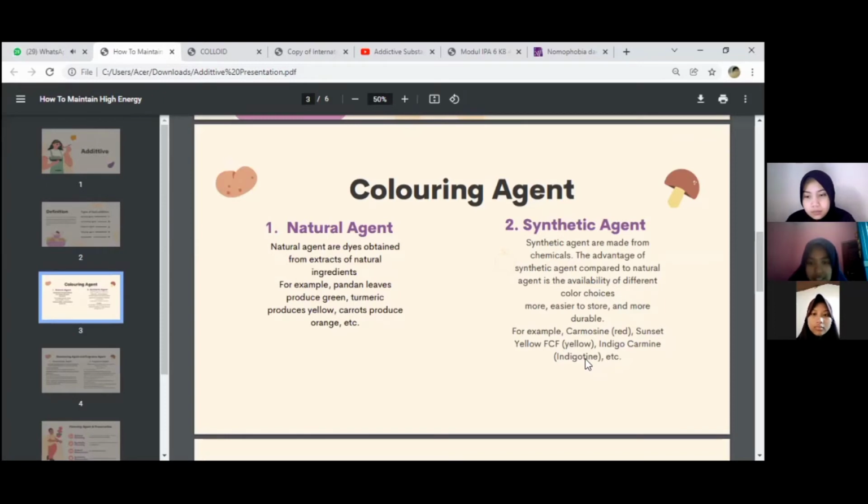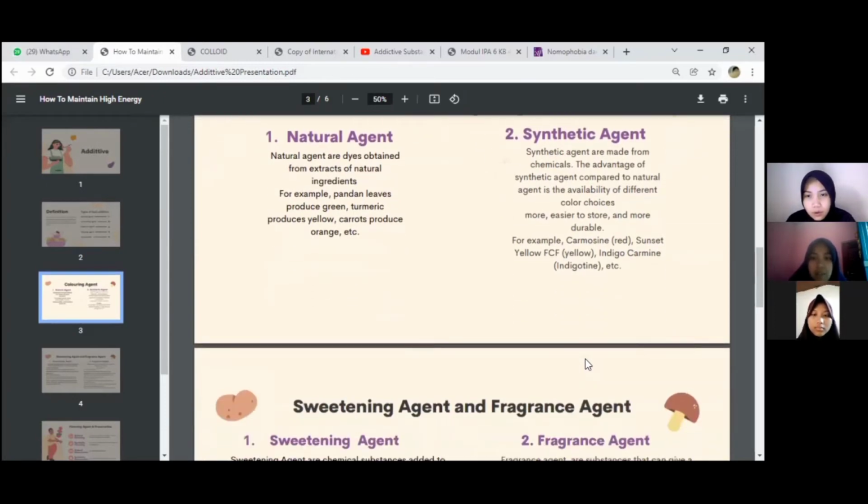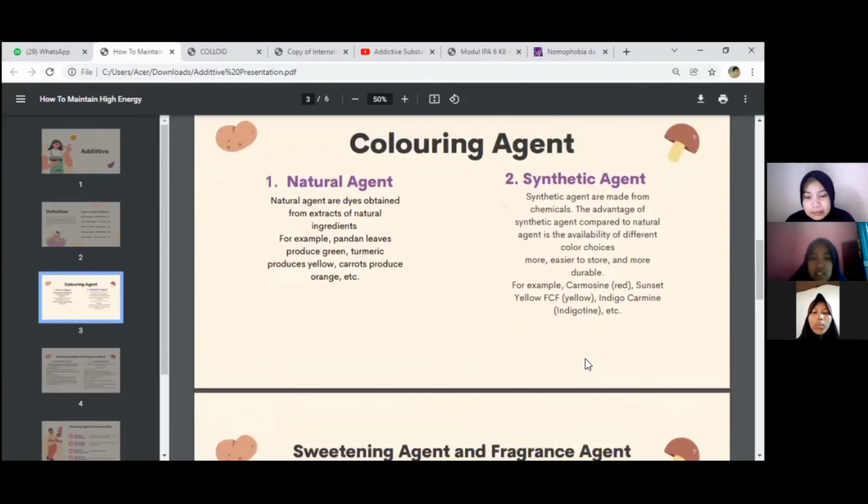And the second is synthetic agent. Synthetic agents are made from chemicals, so this is the coloring agent produced by humans. The advantages of synthetic agents compared to natural agents are the availability of different color shades, that they are easier to store, and more durable. So we can easily buy synthetic agents from the store. Examples are carmine, which has a red color, sunset yellow, which has a yellow color, and indigo carmine or indigotine, and so on. Next slide.